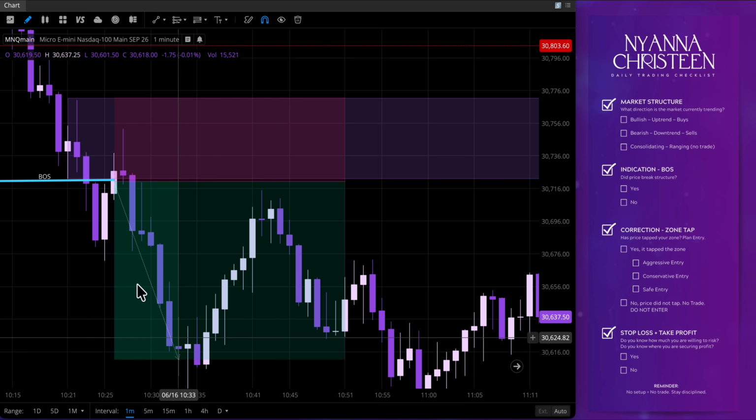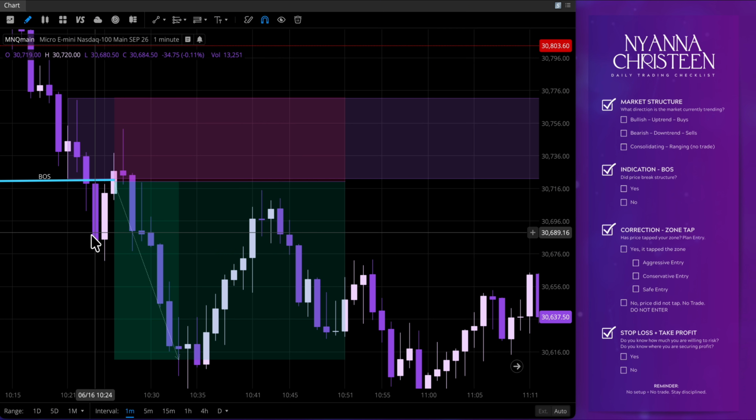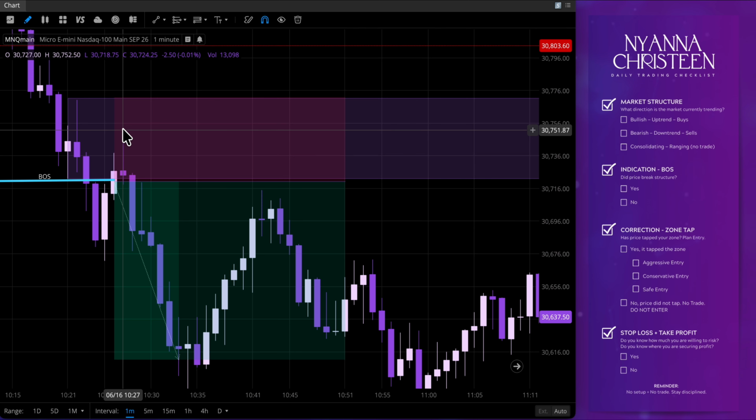It made a low, it made a lower high, it made a lower low, it made a lower high, so I'm expecting a lower low. That's it. That is a correction. That is a zone tap. That is how you get your entry.